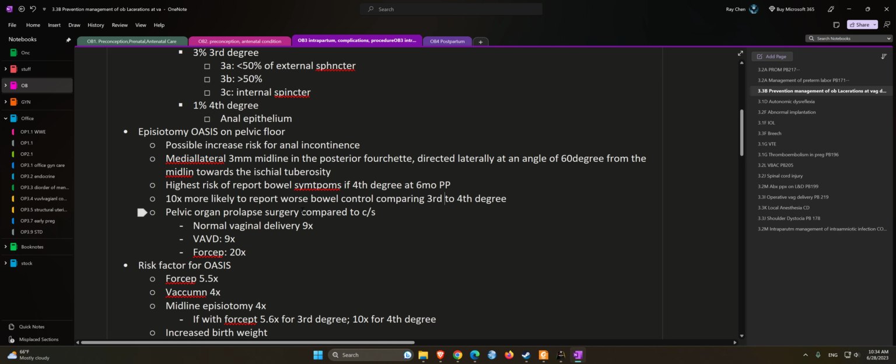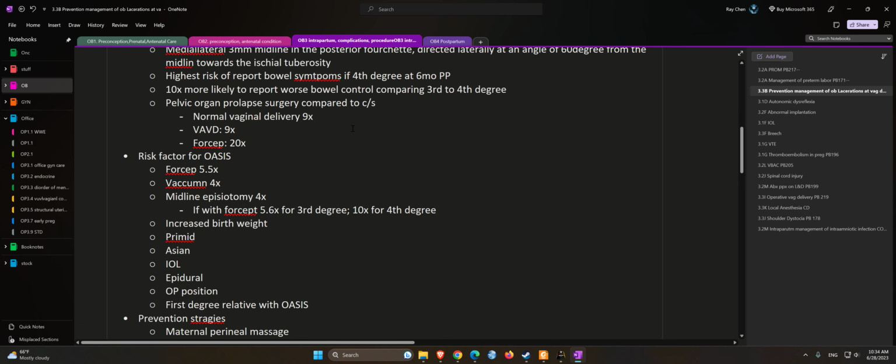Pelvic organ prolapse surgery, compared to C-sections, in a vaginal delivery, it's 9 times more. Vacuum assisted vaginal delivery, also 9 times more. Forceps is 20 times more.